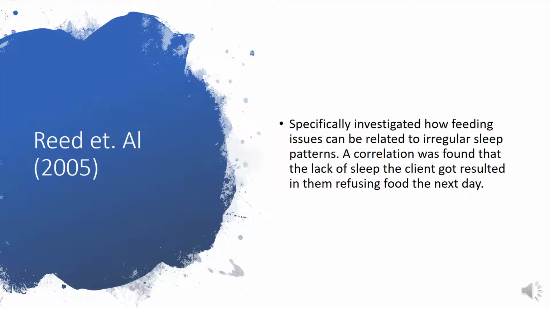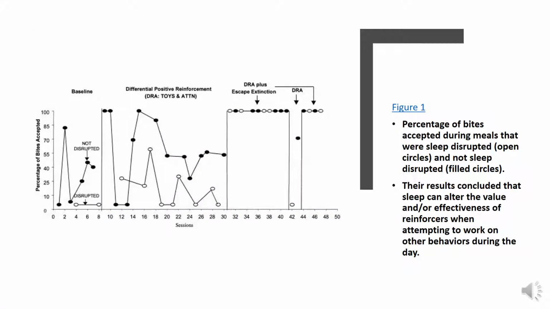Sleep disturbances can often be attributed to biological variables that can tie into pediatric feeding problems as well. The study for this section by Reed et al. specifically investigated how feeding issues can be related to irregular sleep patterns, and by causing those irregular sleep patterns, it brought out a lot of new behaviors due to the child not being able to get the sleep. They did find a correlation in the end that the lack of sleep the client got resulted in them refusing food the next day specifically.